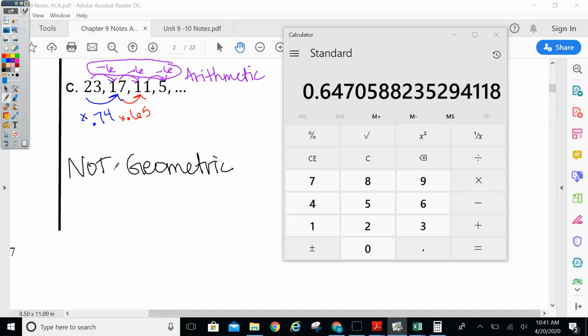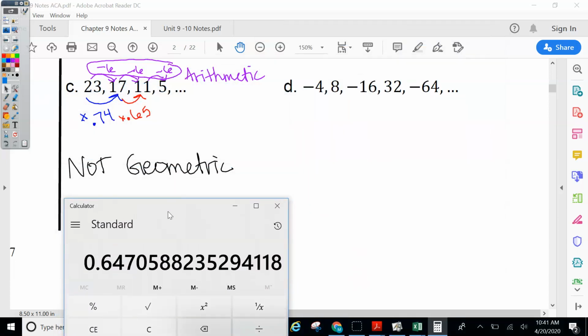But we're not dealing with arithmetic sequences, so we can kind of ignore that. But there is a pattern for adding and subtracting. It's just not what we're doing right now. Okay, and then the last one.